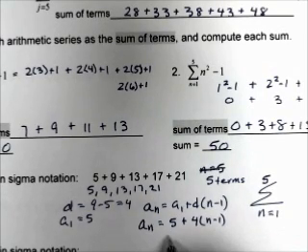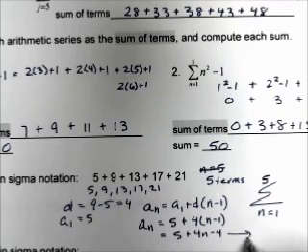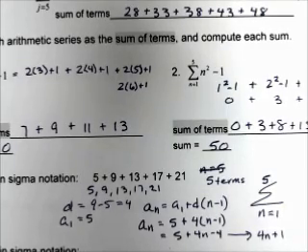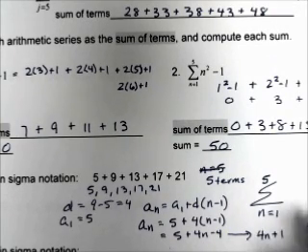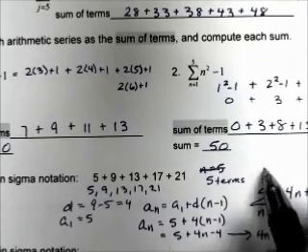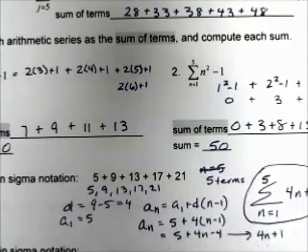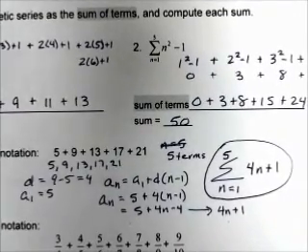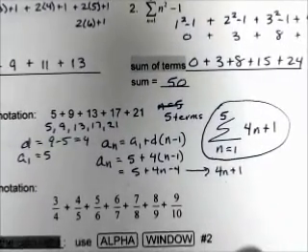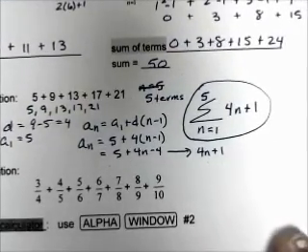And simplify this. This is equal to 5 plus 4n minus 4, which is simply, I apologize, I'm running out of room here. This is going to be 4n plus 1, right? 5 subtract 4 is 1. So this is our expression. So we want the summation of our expression 4n plus 1, n going from 1 to 5. And we can check this.